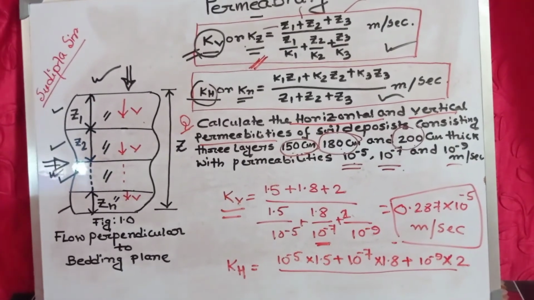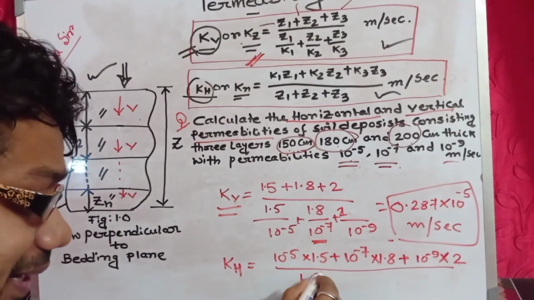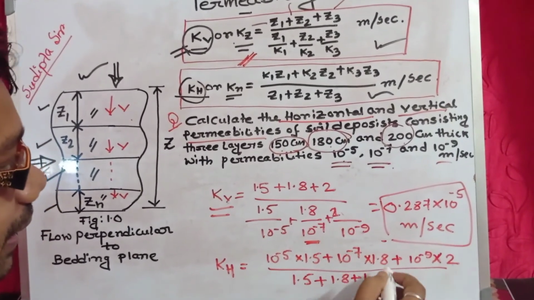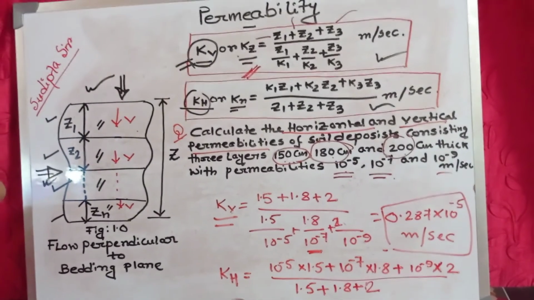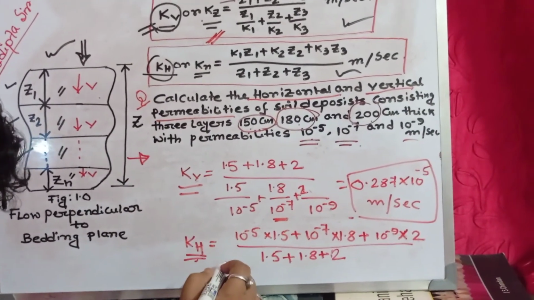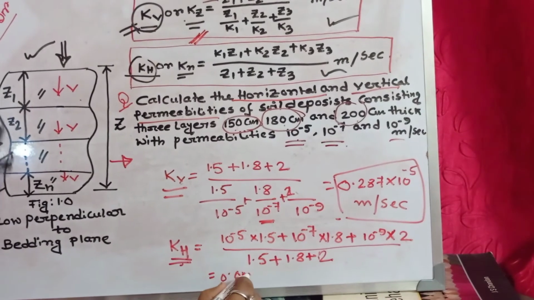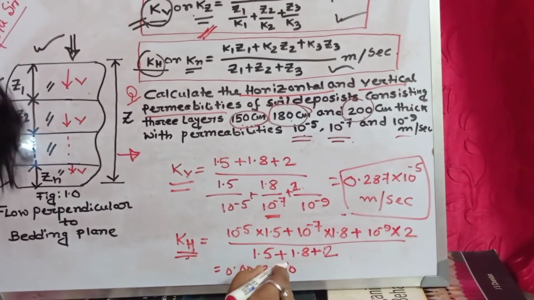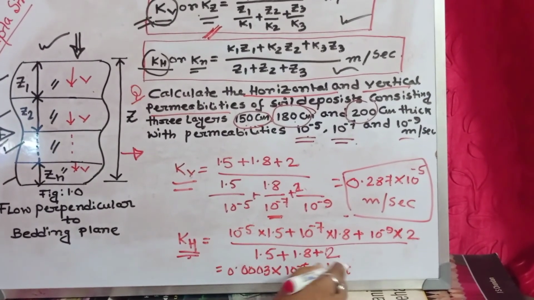And divided by Z1, Z2, Z3, that is the thicknesses 1.5, 1.8, and the last is 2. If you calculate it, you will get the horizontal permeability, that means in this direction. That comes to 0.0003 into 10 to the power minus 5 meter per second.